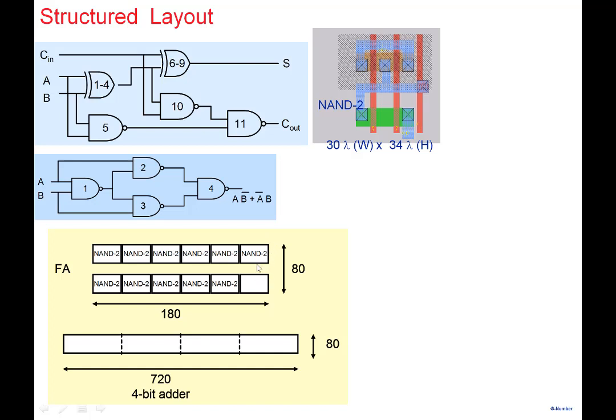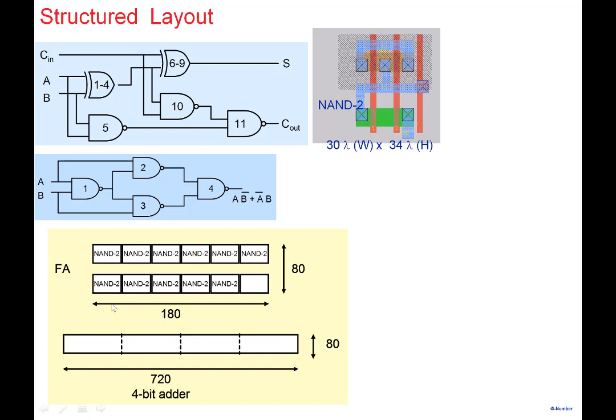And 34 is the height here. Some space has to be left for wiring, connecting them up. So let's say this is around 80. One doesn't have a fixed number as yet. Until you do the layout, you don't know exactly what the height is. But the width we are sure of, because we know this is 30, so the width is close to 180 here. Now, is that the optimum one?